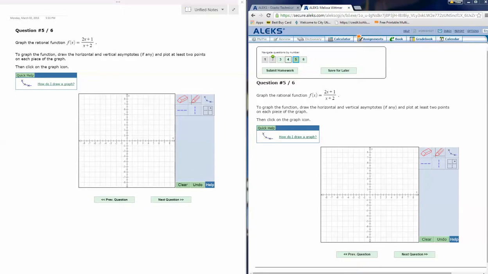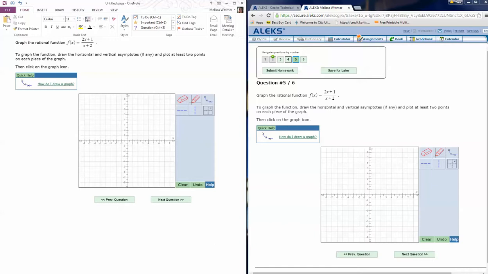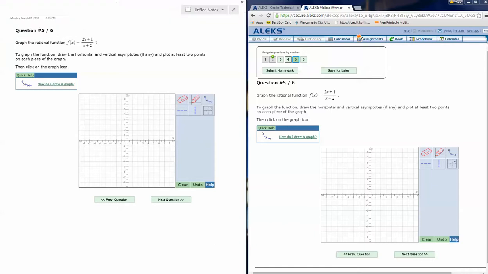Here is a rational function on ALEKS, and our goal is to be able to graph the function on ALEKS. So we're going to begin by using the graphing steps that we learned, and in ALEKS they require us to draw the asymptotes, and they always want us to plot at least 2 points on each piece of the graph. For our class, though, we did not do that, so we were always graphing just a sketch once we determined where the curves were, but on ALEKS they require you to have some points to connect.